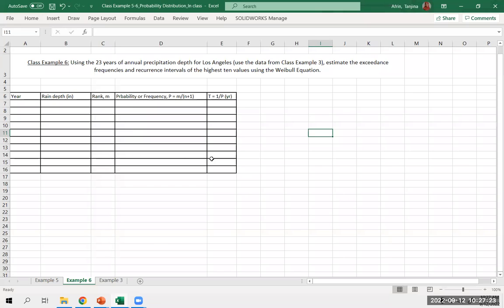But we don't need to do that for 23 data points. We will only do the highest 10 values here. That's what they said. If they said do that for 10, 20 years, we will do that. But they only said the highest 10 values, that means we need to rearrange our Los Angeles, California data from highest to lowest, and then we can find the 10 highest values, right?